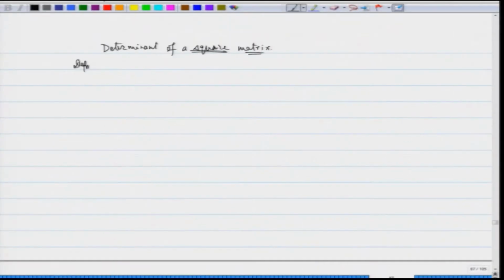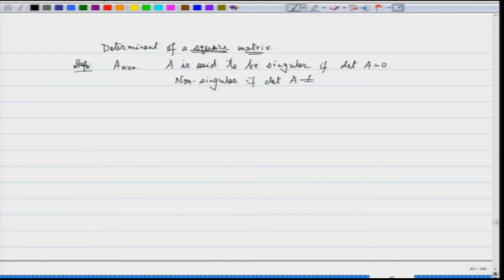So what it turns out is that there is a notion of singularity and there is a notion of non-singularity. So there is this definition, I will just write it down, whether we have not computed what the determinant is, but I will just write it. So A is n cross n, A is said to be singular if determinant of A is 0 and is said to be non-singular if determinant of A is not equal to 0.